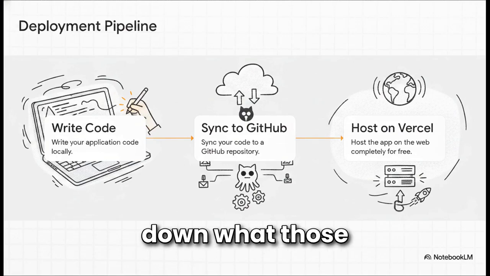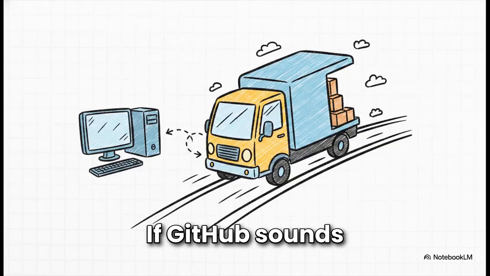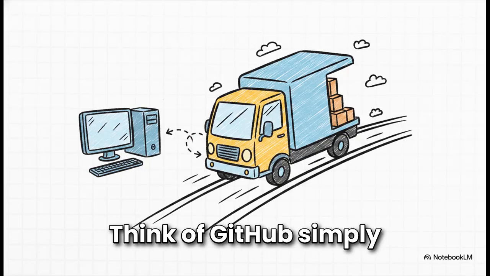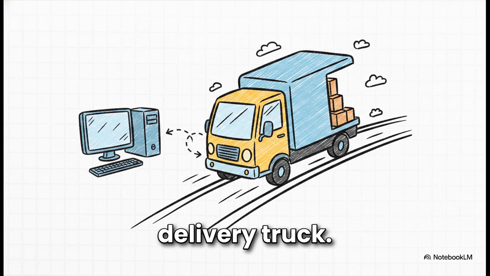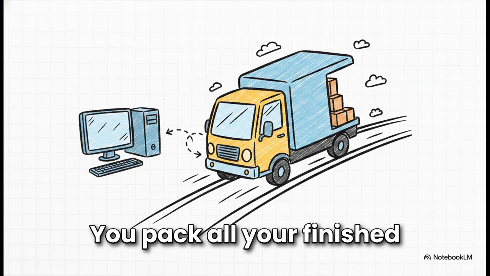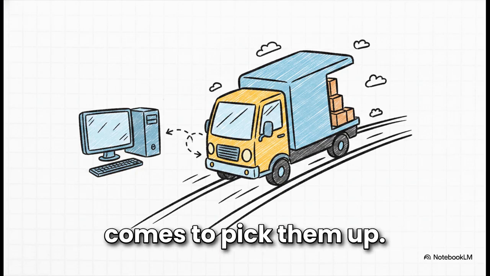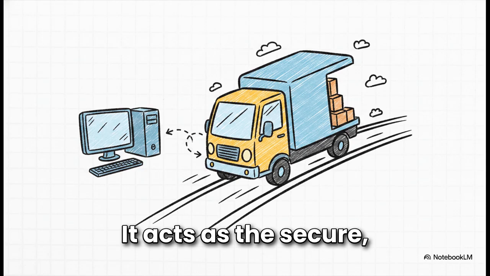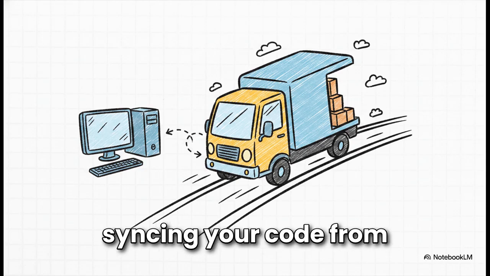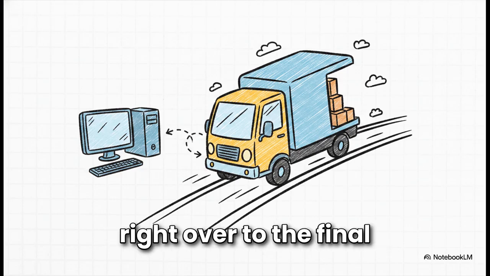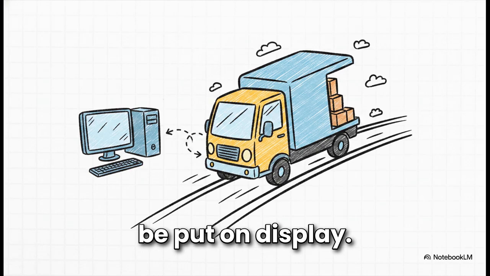Let's quickly break down what those platforms actually do. If GitHub sounds a bit intimidating, don't worry at all. Think of GitHub simply as your middleman delivery truck. You pack all your finished code into digital boxes on your computer, and GitHub comes to pick them up. It acts as the secure, reliable middleman, syncing your code from your private local computer and driving it right over to the final destination, where it'll be put on display.